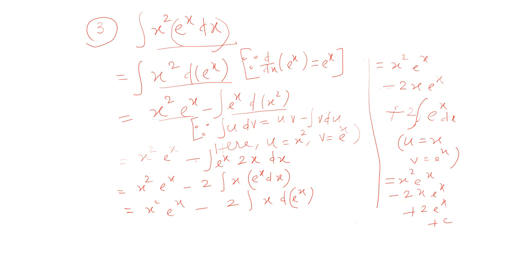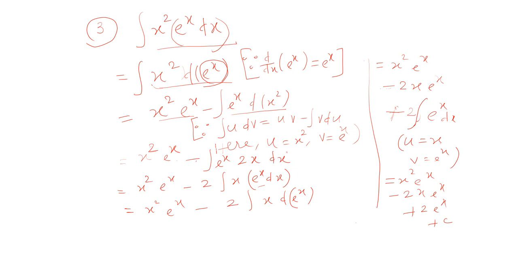This is my u, this is my v. I have written it here in brackets. Now this will become x square e power x. This 2 is not proper. Just see here, x square e power x, minus integral e power x. d of x square is 2x dx.